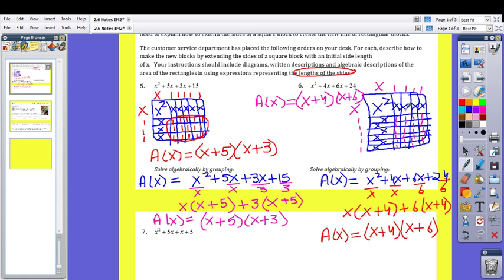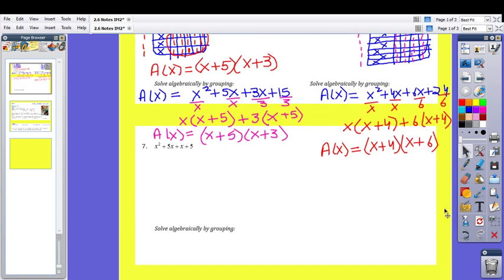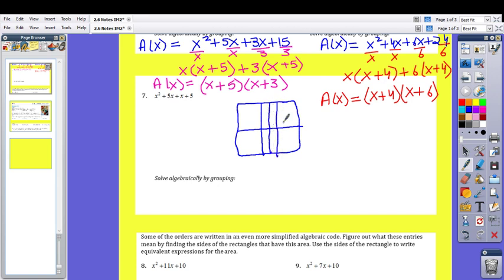Okay. Let's do the next one. Same thing here. If you do it the area model way, we will have 5 x's on one side: 1, 2, 3, 4, 5, and on the other side it's just 1. So let's erase the rest.